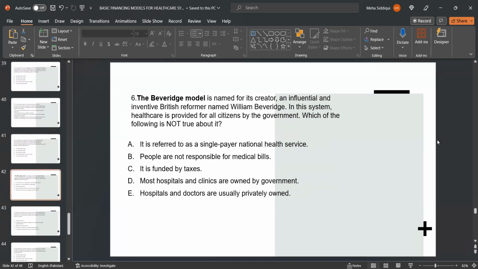MCQ number 6. The Beveridge model is named for its creator, an influential, inventive British reformer named William Beveridge. In this system, healthcare is provided for all citizens by the government. Which of the following is not true about it? It is referred to as a single payer national health service. People are not responsible for medical bills. It is funded by taxes. Most hospitals and clinics are owned by the government. Hospitals and doctors are usually privately owned. E. Yes, E is the right option because they are usually owned by the government.